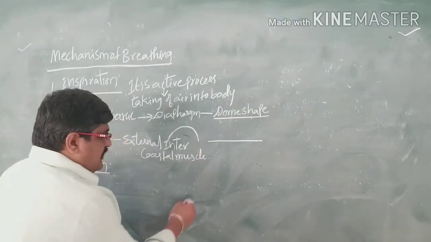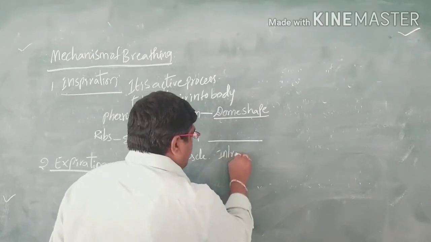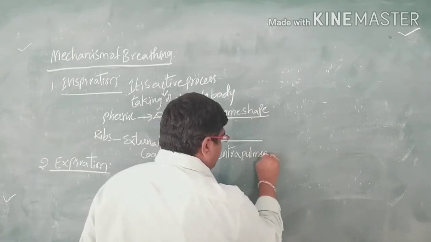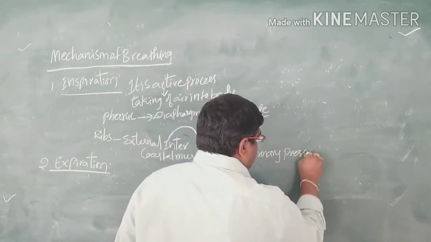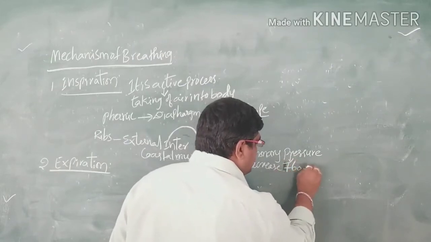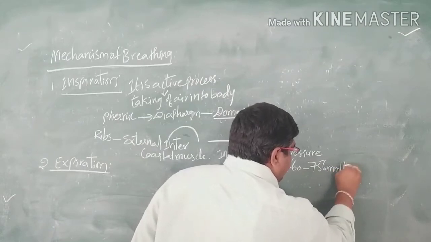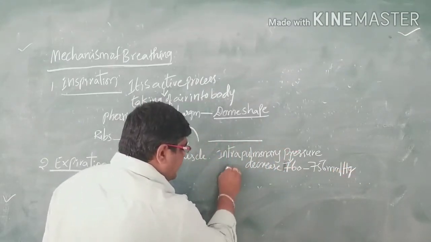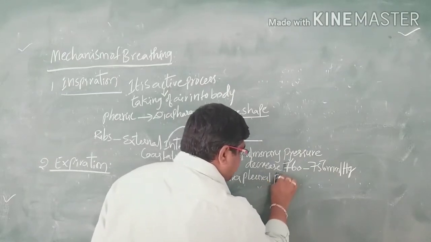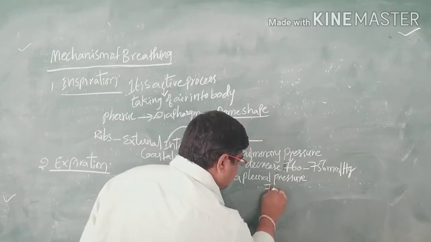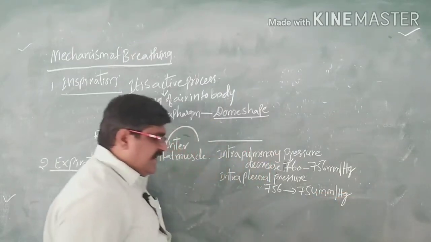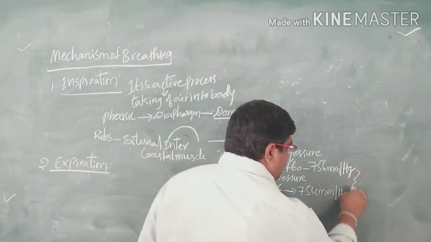Here the intrapulmonary pressure decreases from 760 to 756 millimeters of Hg, and the intrapleural pressure decreases from 756 to 754 millimeters of Hg. These pressures decrease.